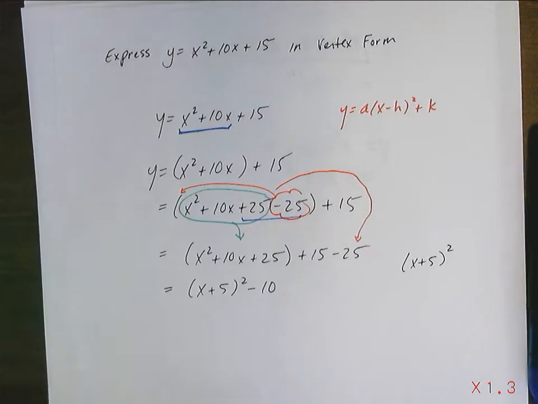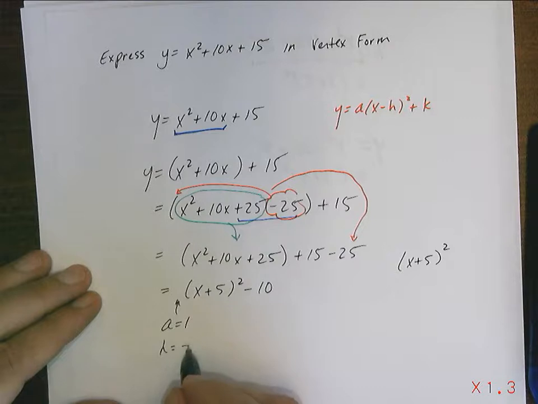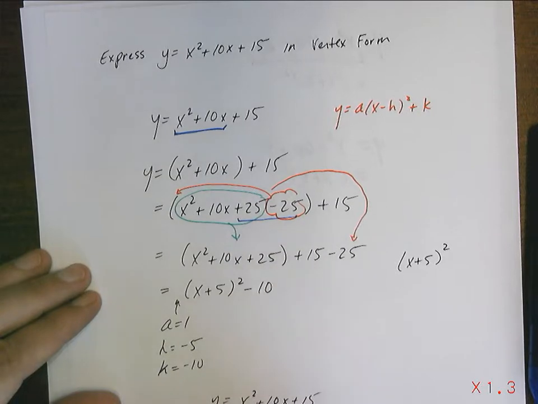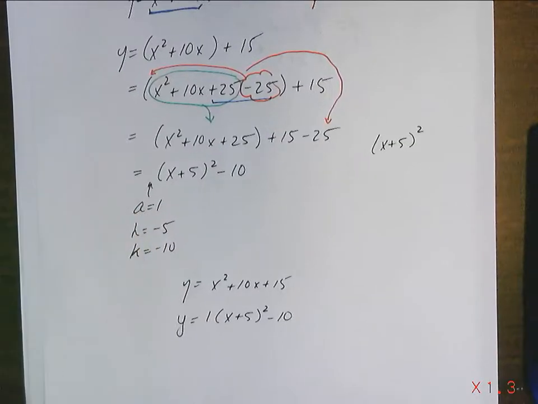Ladies and gentlemen, we've just created vertex form. My a value here is 1. My h value is negative 5. My k value is negative 10. This is vertex form. I've taken y equals x squared plus 10x plus 15 and put it into 1(x plus 5) squared minus 10. And they are equal. Those two are identical. All right?